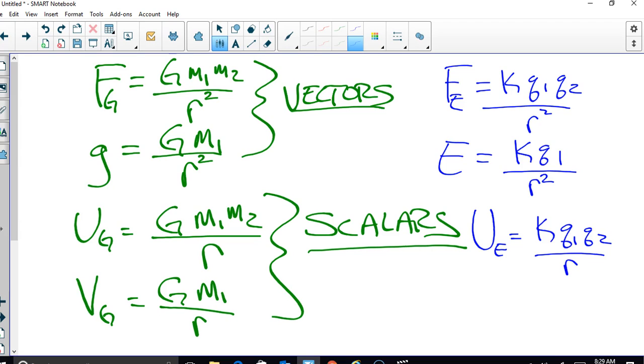And then, my friends, electric potential, the amount of energy you could have depending on how much charge you put in that location. Just like gravitational potential is the amount of potential energy you could have depending on how much mass you bring. So, electric potential: K, Q1, over the distance from that charge to some location.